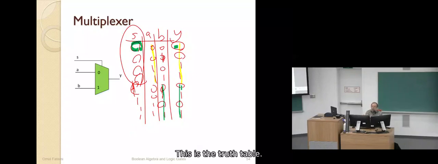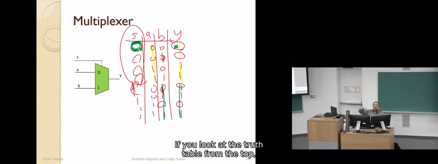The truth table, this is the truth table. When S is 0, A is 0, B is 0, Y is 0. Okay? When S is 0, A is 0, B is 1, Y is 0. Look at this truth table. So everything is clear here. And then now look at the function of it.